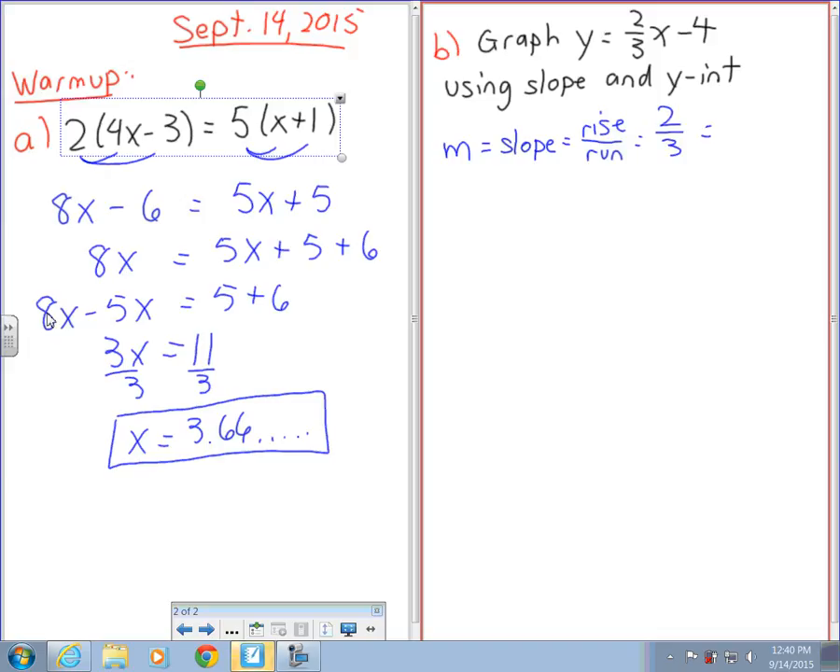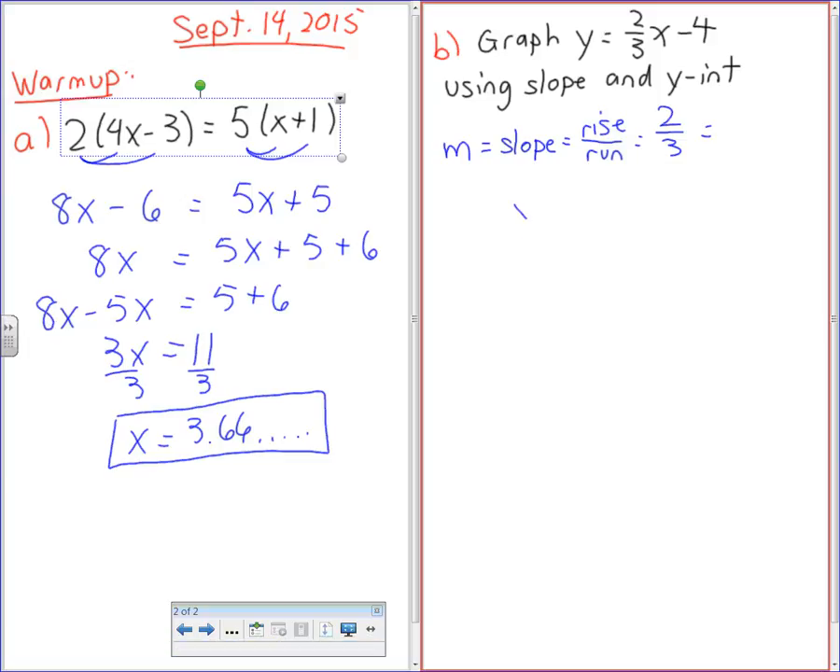So remember, please, and especially if you weren't here on Friday, the slope is going to be the number before the x. That's going to be what your slope is. That's the m. So think y equals mx plus b. You did lots of that, I think, in grade 9. I hope lots of that.